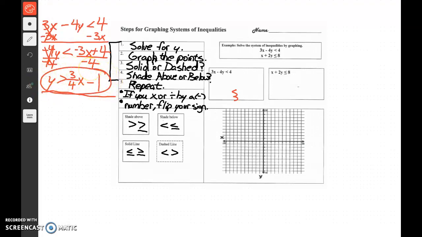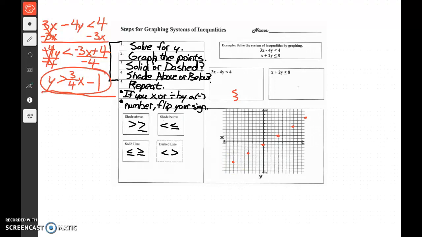So once I identify what my equation is, I can then take and graph the y-intercept and the slope. So in this problem, the y-intercept is going to be negative 1, so I'm going to go down 1 and put a point. And then my slope is going to be 3 over 4. So that means that I'm going to rise 3, and I'm going to run to the right 4. Rise 3, and run to the right 4. I can also go down 3 and go to the left 4.